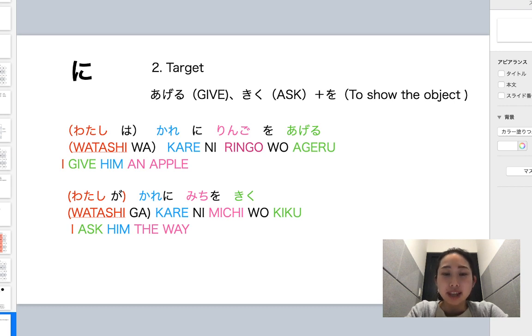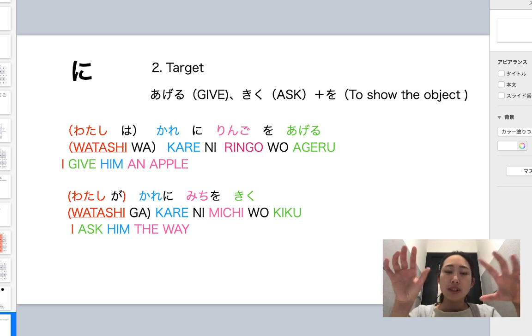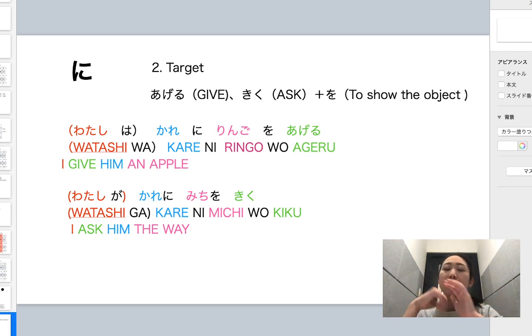Okay, great. So this time we use 聞く for ask. So 私が彼に道を聞く, I ask him the way. It's exactly like this. So 彼に is the him, and 道を, it was リンゴ before but now it's the way. So 道を聞く. Okay.